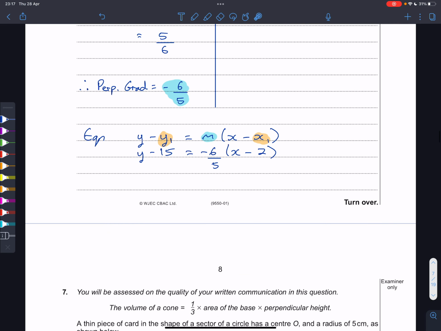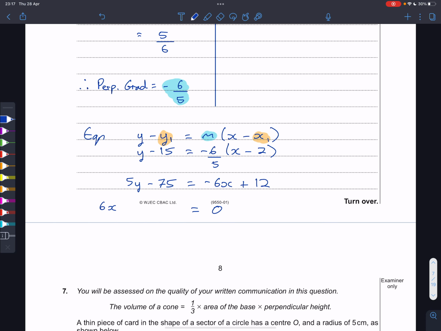So, first things first, I'm going to multiply it by the 5. So that will give me 5y minus 75 equals, and as the 5 has gone, we're left with expanding this bracket by negative 6. So we get negative 6x plus 12. And now what we want is to get them all on the same side and get it equal to 0. So if I make that equal to 0, I can add 6x to both sides. I already got my 5y, and if I take 12 off, I get minus 87. And that's in the format that they wanted.